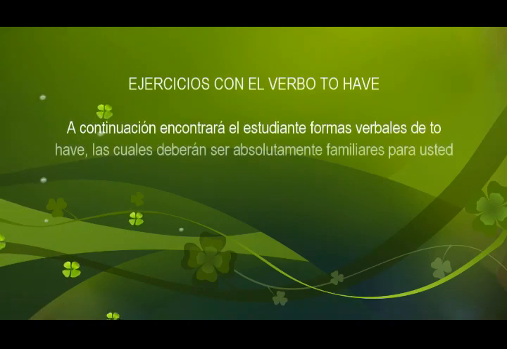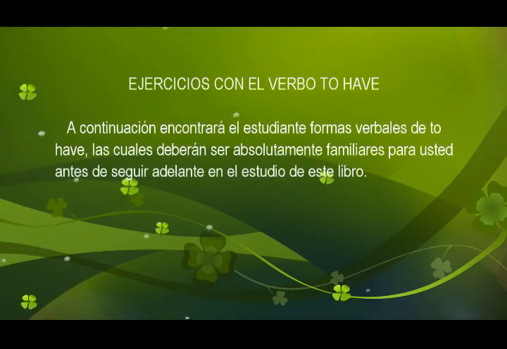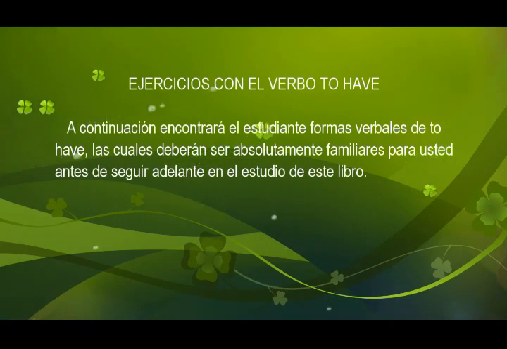A continuación encontrará el estudiante formas verbales de to have, las cuales deberán ser absolutamente familiares para usted antes de seguir adelante en el estudio de este libro.